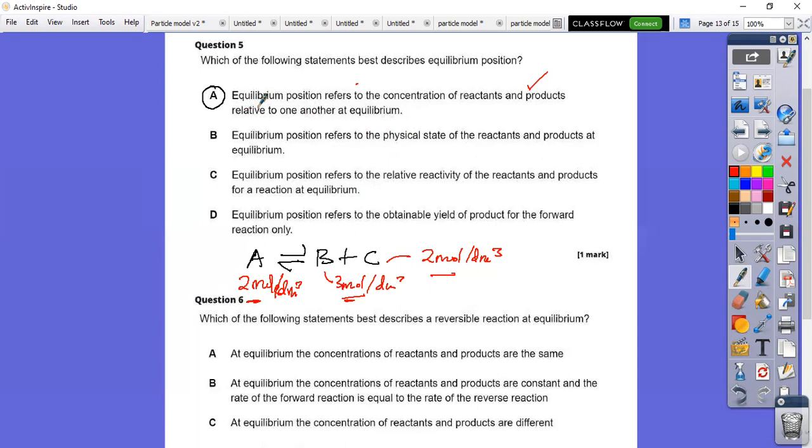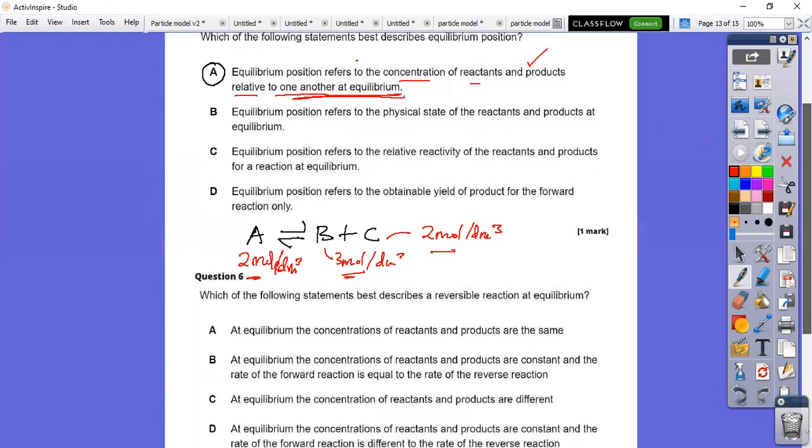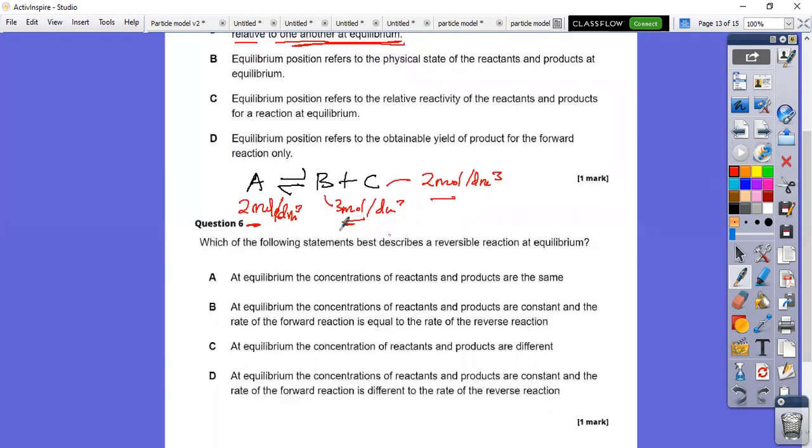And that is why it is saying equilibrium refers to the concentration of reactants and products relative to one another. That's why it makes that statement there. Okay, good. So just not to confuse it, especially when defining equilibrium, you can say that the rate of the forward reaction is equal to the rate of the reverse reaction, but the concentrations, of course, will remain the same. Yeah, the concentrations relative to one another remain the same. Okay, number 6.